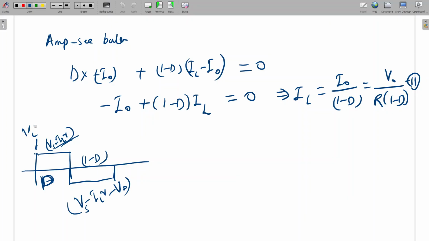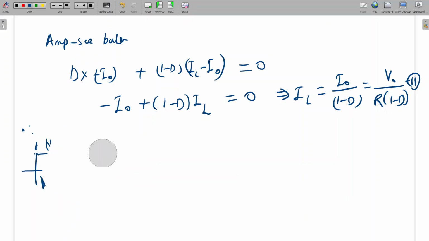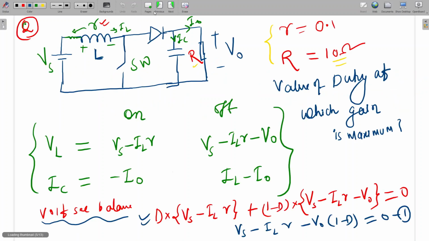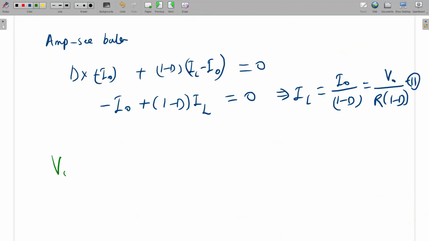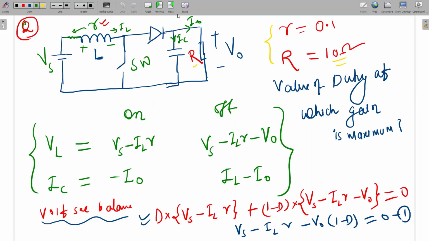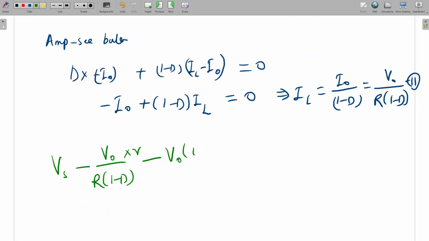Yes, sir. Okay, so coming to next, one second. This equation 2 I am going to put in the first. So first, I have already written Vs minus ILr minus V0 into 1 minus D. So Vs minus IL, I am going to put IL as V0 by R into 1 minus D, into small r, minus V0 into 1 minus D should be equal to 0, from first and second.